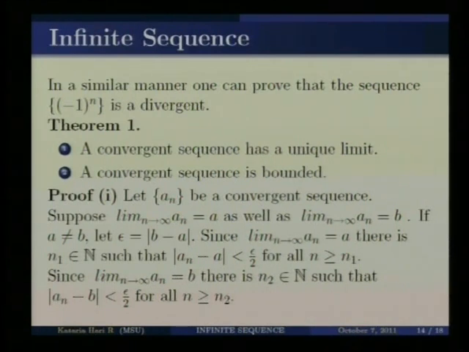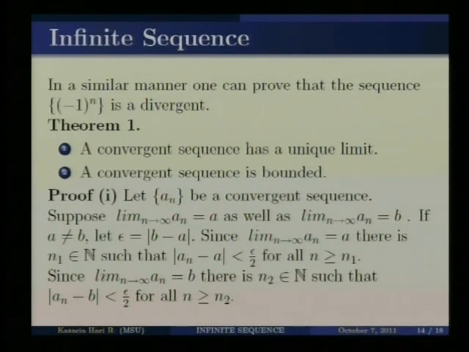Let an be a convergent sequence, and suppose the limit of this an is a, and another limit of this an is b. Now, if a is not b, then we have some positive number epsilon given by mod b minus a, and since the limit of this sequence an is a, by the definition of a limit of a sequence, there is an integer n1 such that mod an minus a is less than epsilon by 2 for all n greater than or equal to n1.